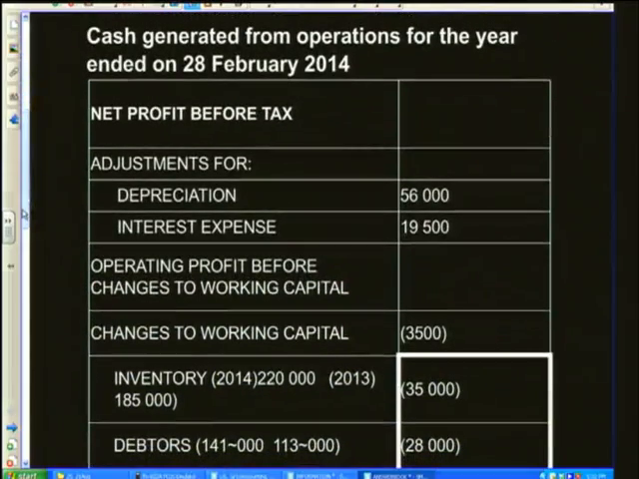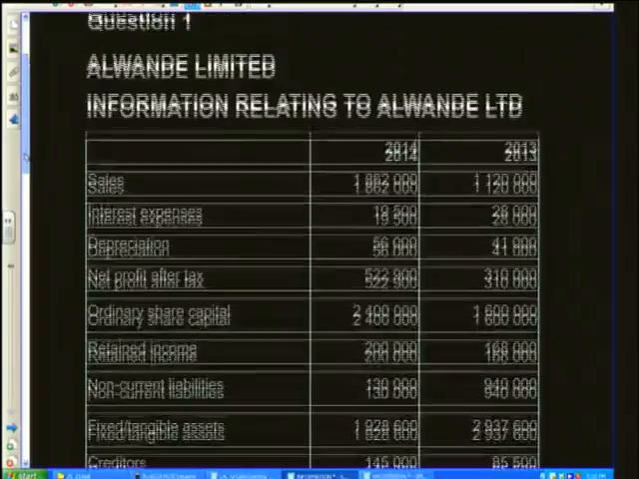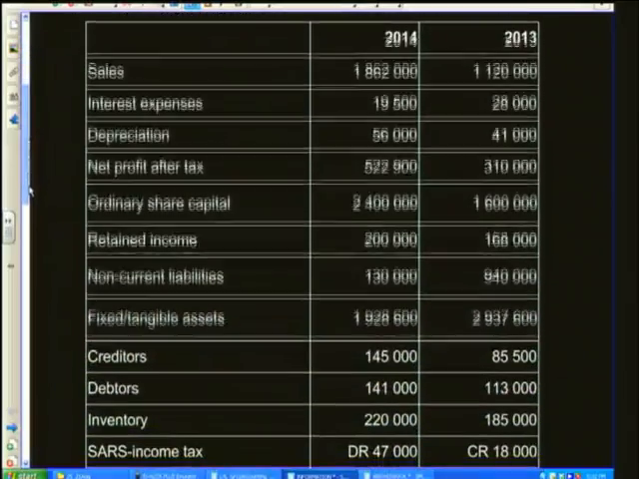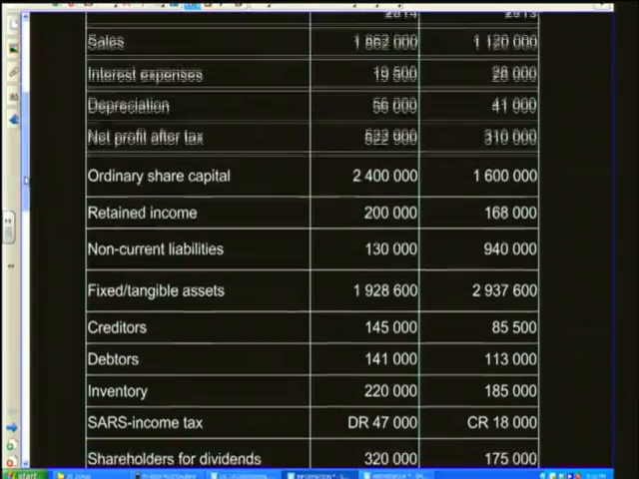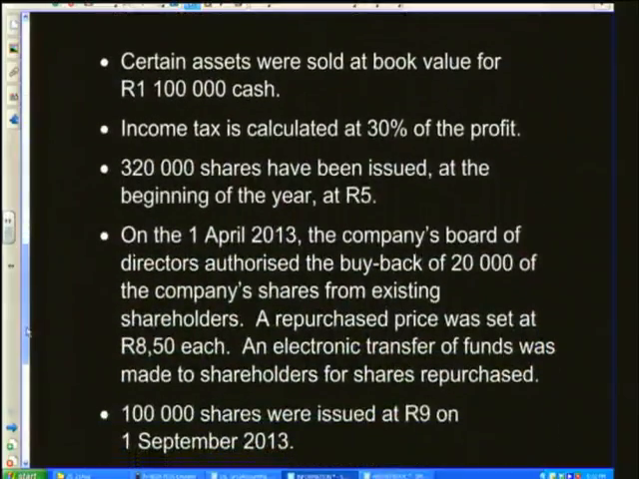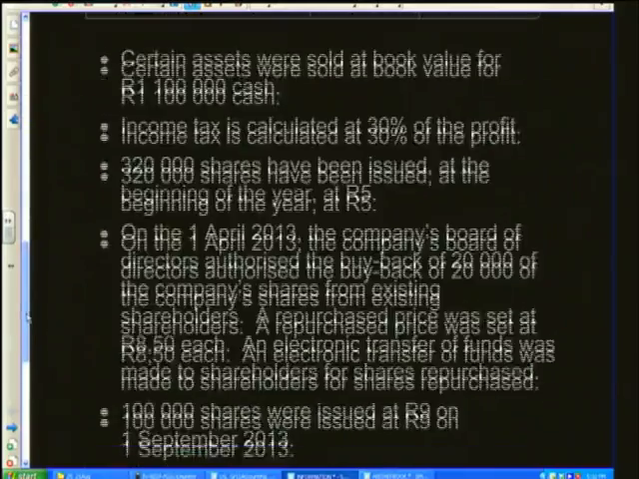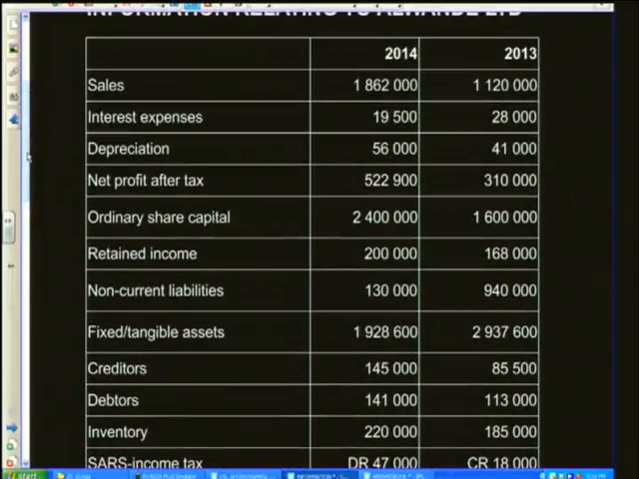Right, let's now go to our information. Okay, there we go. There's our information in terms of Alwanda Limited. So we've got a bit of information from our income statement as well as our balance sheet from what I can see. And then if we scroll down, there's a bit of additional information which we're going to get to. Okay, right, let's now start with the very first question, completing the note or note number 1 to our cash flow statement.